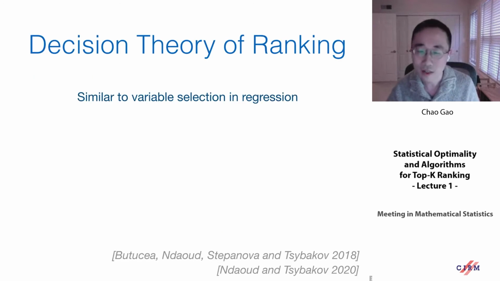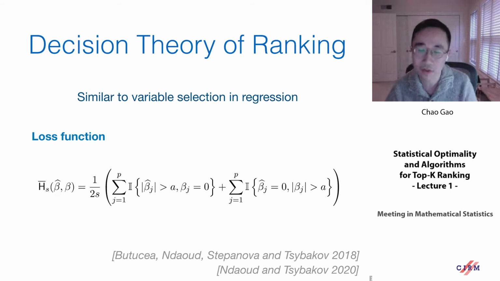I would like to say this framework of studying the top k ranking problem from a decision theoretic perspective is totally inspired by previous work in variable selection. I would like to mention the paper by Christina and his co-authors in 2018, in which they study the variable selection problem in the Hamming distance. It's basically the same formulation, and our formulation of top k ranking exactly borrows from it. And later, Kendall and Tibakov have a paper that extends the result to the regression setting. And for variable selection, what you have is also this normalized Hamming distance.